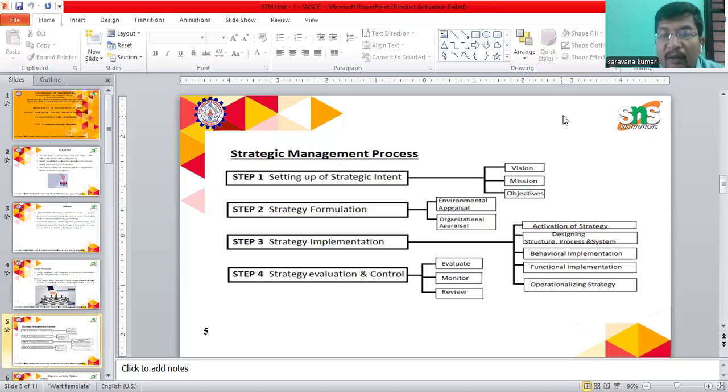Okay. Vision, mission, and objective are the important keywords. Then environmental appraisal, organizational appraisal. Then strategy implementation: designing structure, process, and system, behavioral implementation, functional implementation, operationalizing the strategy. Then finally, step 4, strategy evaluation and control: evaluate, monitor, and finally, review.